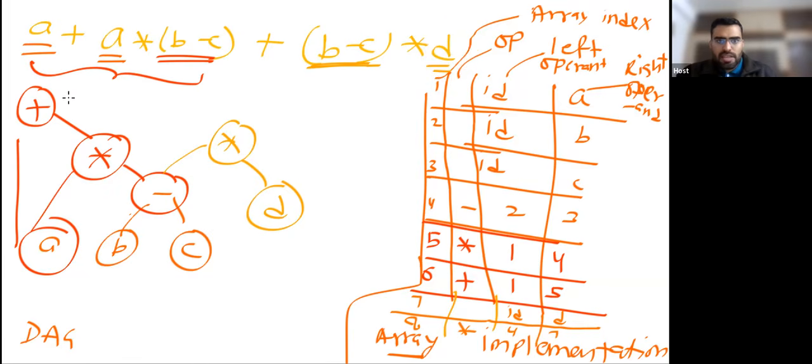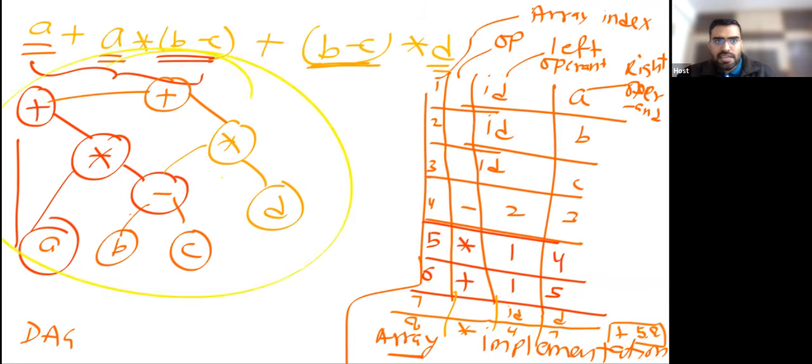Next, what you have to do? Next, very simple. Next entry will be plus. Okay, the last entry will be plus 58. Yes or no? I hope this is clear to everyone. I hope this is clear that this is your DAG and this is the actual implementation. This is how your compiler will implement.